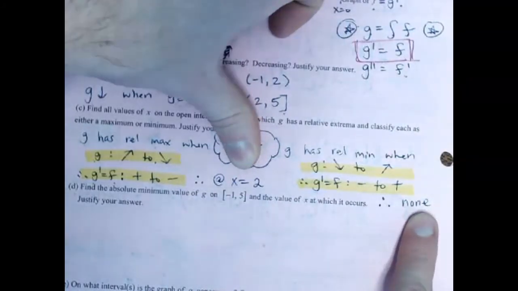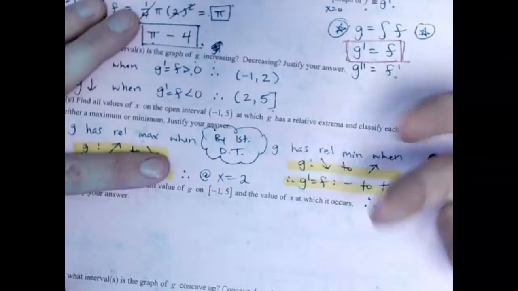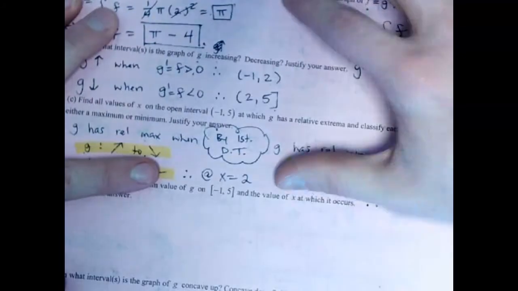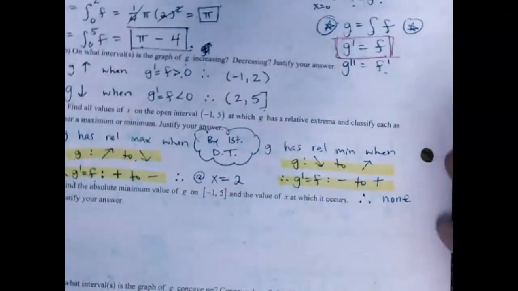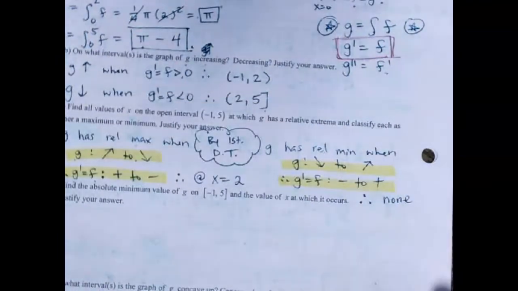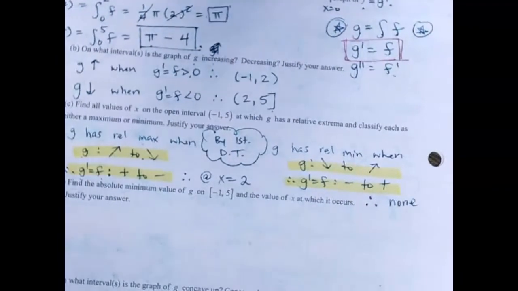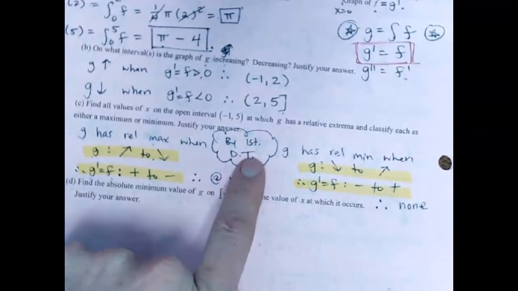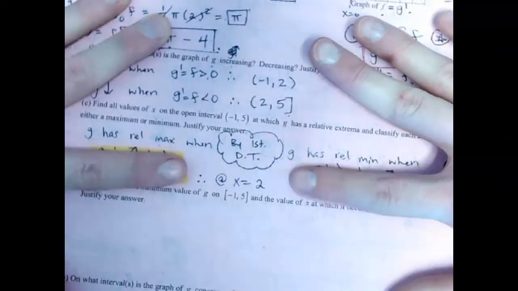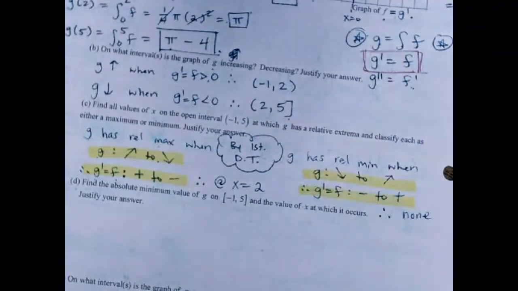Or if you don't want to write any of that, you could say, hey, here's the answers. There's the max. There's no mins. And by first derivative test would justify both the maximums and the mins, or the lack thereof, all in one fell swoop. So by first derivative test, that's what you could say instead of all that stuff that's highlighted. All right, part D.